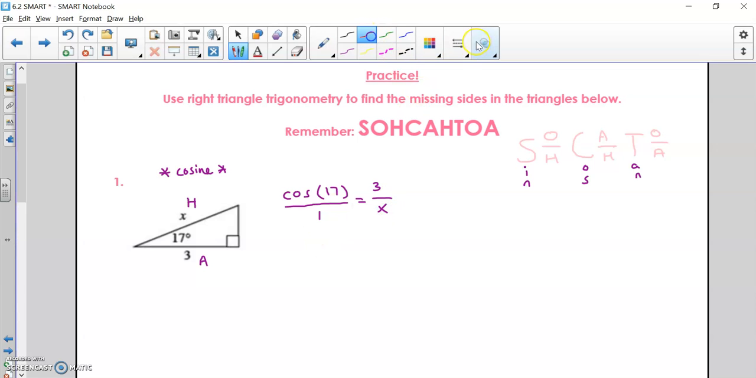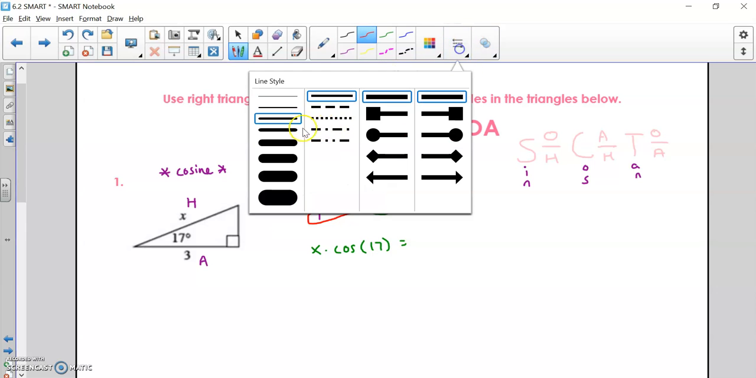So now that we've set up our proportion, we're ready for step 4, which is to cross multiply and solve for x. So here's one diagonal. Here's the second diagonal. Okay, so let's set up our equation. We have x times cosine of 17 for one diagonal. And then the other diagonal is just 3 times 1. That just equals 3. So we'll just write 3.